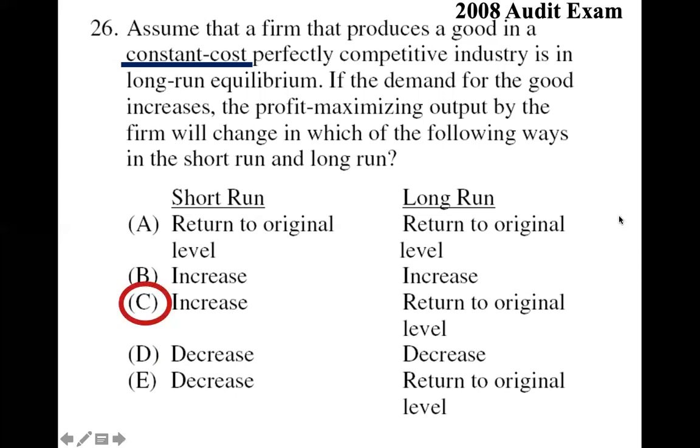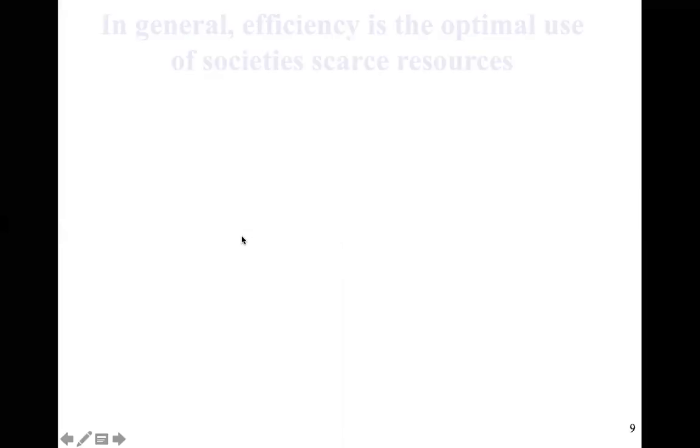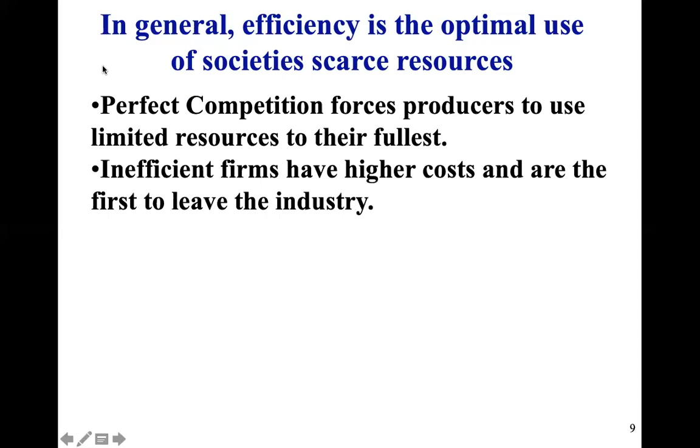A couple more concepts I've got to show you. We're now into the 3.7C note guide, and I want to talk to you about efficiency. When we speak about efficiency in general, we mean how is society using their resources, and are they using them in an optimal way? Given scarcity, given unlimited wants but limited resources, we're interested in using those resources as efficiently as possible. The cool thing about perfect competition is it forces producers to use their limited resources to the fullest. If you're an inefficient firm, you're going to have higher cost curves and you're going to be the first to leave the industry.